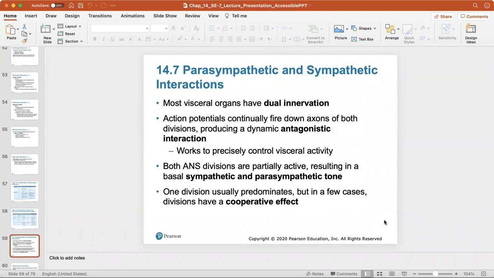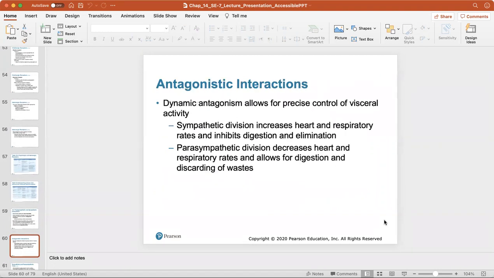Most visceral organs have dual innervation of the parasympathetic and sympathetic interactions. So action potentials will continually fire. Both autonomic nervous system divisions are partially active at all times, resulting in what we call a basal sympathetic and parasympathetic tone. One division usually predominates, but in a few cases, divisions have what we call a cooperative effect.